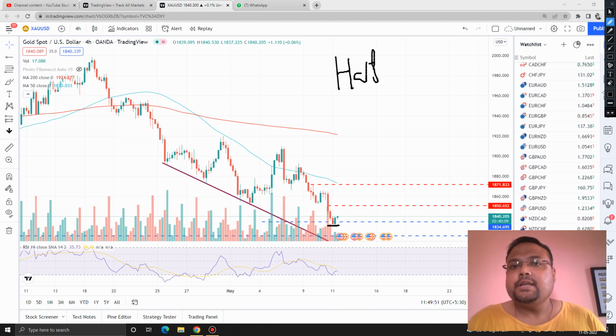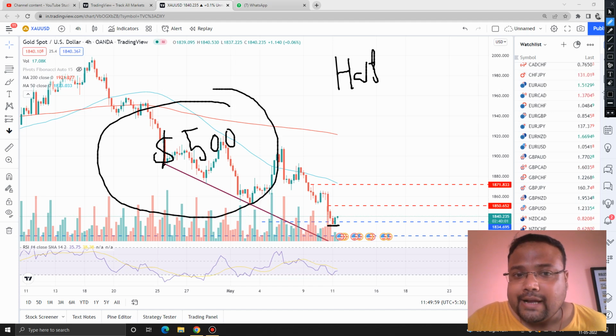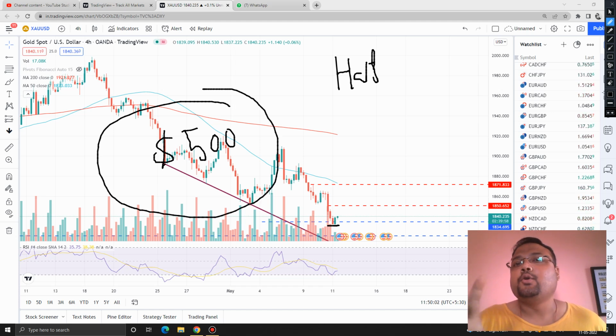Especially those whose account balance is below $500, please avoid the gold market right now, because we do not have very strong or prominent levels right now. See, I am also a trader. I also know the pain of losing money. So it's your responsibility to protect your hard-earned money. Please protect your capital right now. This is not the ideal moment to trade. If your balance is at 100, 200, 500, please avoid the gold market right now.